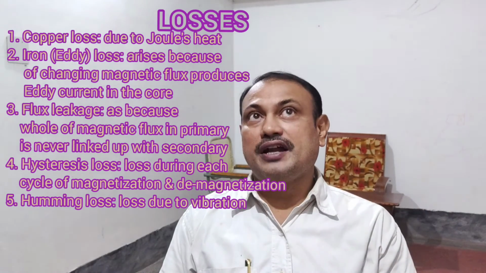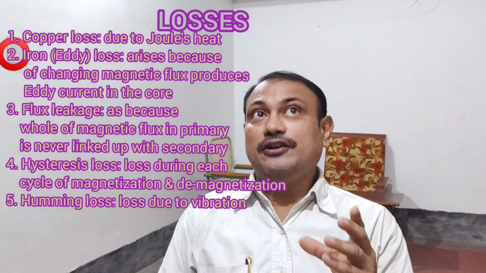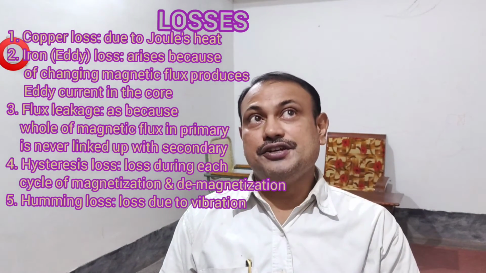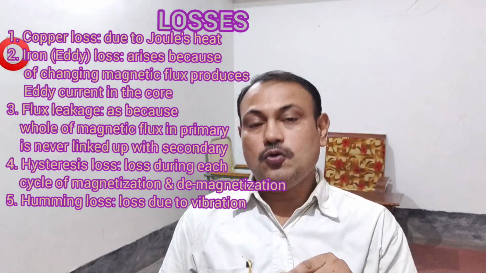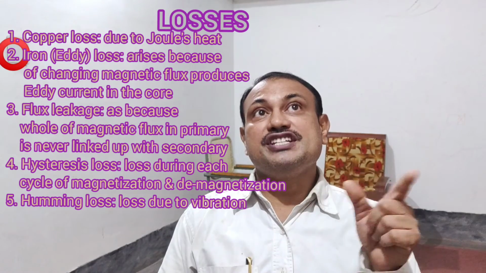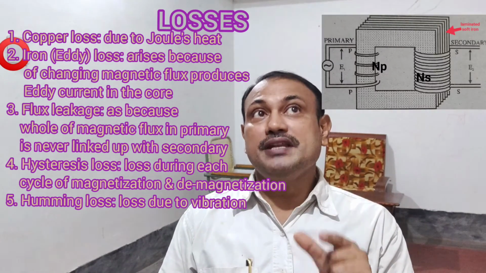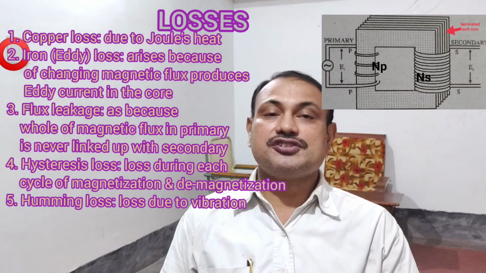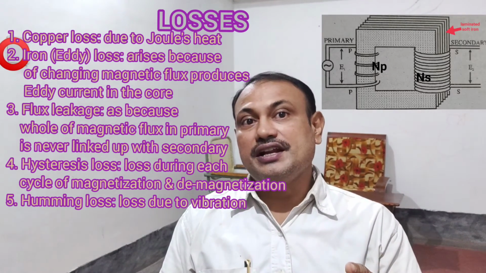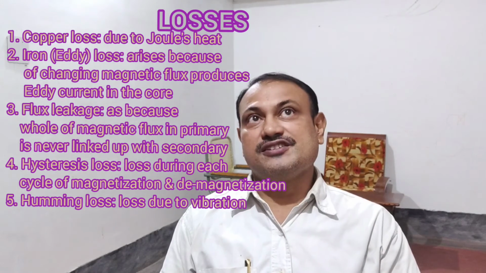that is R is never 0. And the second, iron or eddy loss, which arises because changing magnetic flux produces eddy current in the iron core that leads to dissipation of energy, and this can be minimized by using laminated cores, which we have discussed also in the case of mutual induction in our previous discussions.